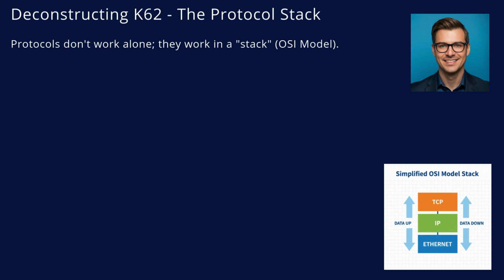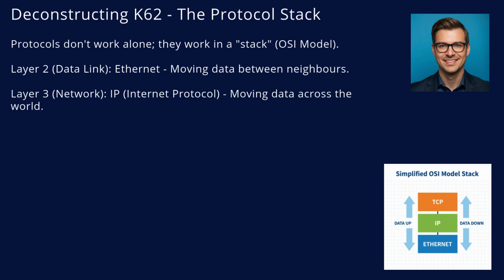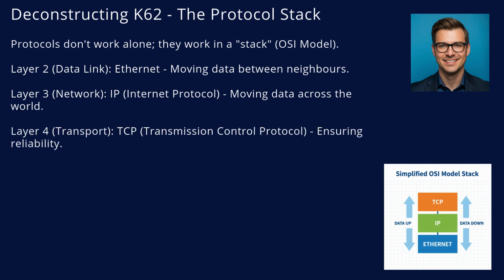They work together in a stack, like layers of a cake. At the bottom, we have layer 2, primarily Ethernet. This is about moving data between direct neighbors, like from your PC to the switch. Above that is layer 3, the Internet Protocol or IP. This is about addressing and moving data across the world, from network to network. Then layer 4, TCP. This ensures the data actually arrives intact. And helping layer 3, we have routing protocols like OSPF, which act like the GPS navigation system for the data.